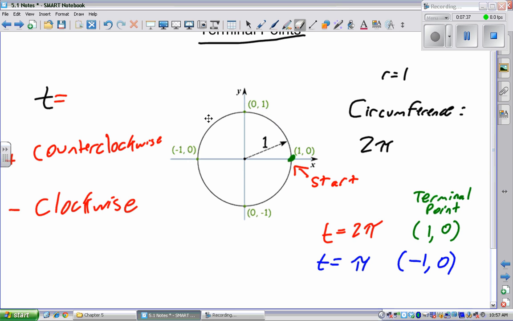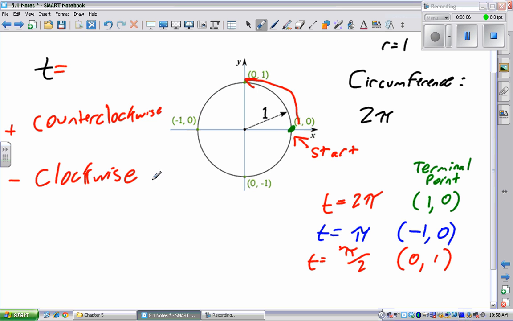So if you wanted to go, think about it a little bit backwards this time, if we only wanted to go up to this point, 0, 1, then we're walking half of that, which would be half of pi. We'll write that as pi over 2. So when t is pi over 2, we'd end up at 0, 1. And we said if you want to go in a clockwise direction, you just say it's a negative t value. So if we went negative pi over 2, we'd be going in a clockwise direction, pi over 2, which would be 1/4 of the way around. We would end up at 0, negative 1.